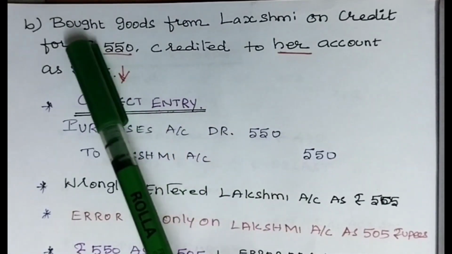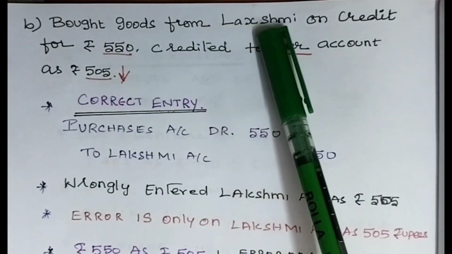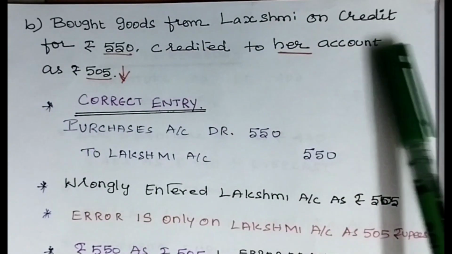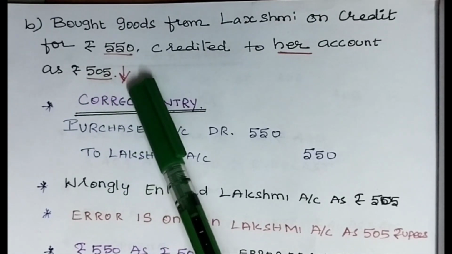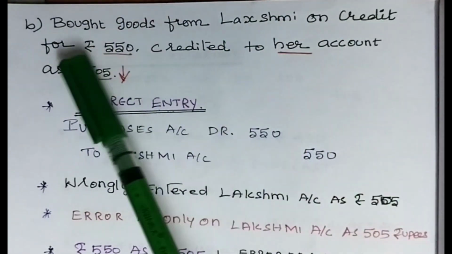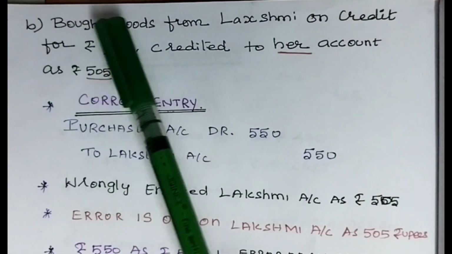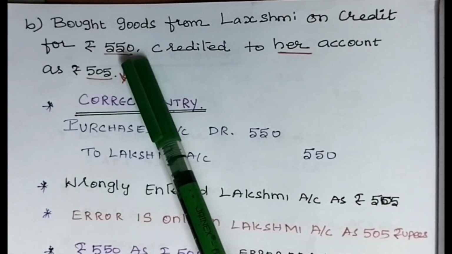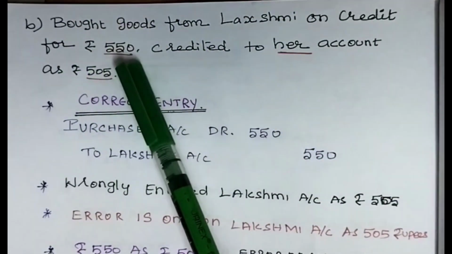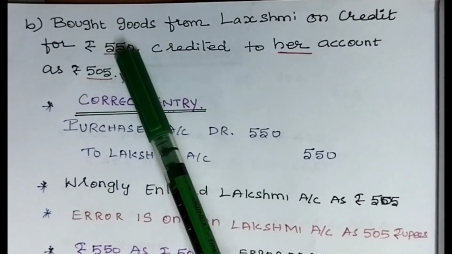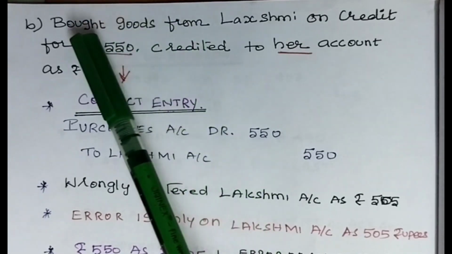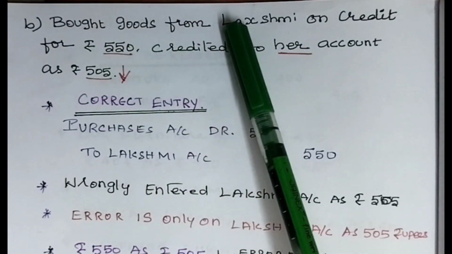The next transaction is: bought goods from Lakshmi on credit for rupees 550, credited to her account as rupees 505. Listen, bought goods from Lakshmi on credit for rupees 550. Up to this, what does this transaction tell us? You purchased goods from Lakshmi on credit for rupees 550. This is the credit transaction. You purchased goods from Lakshmi on credit. This is the credit purchases.